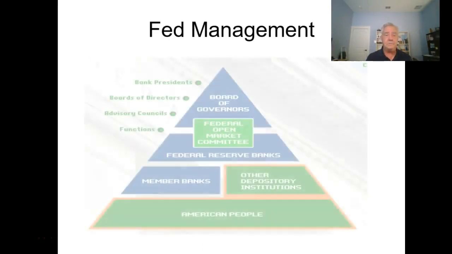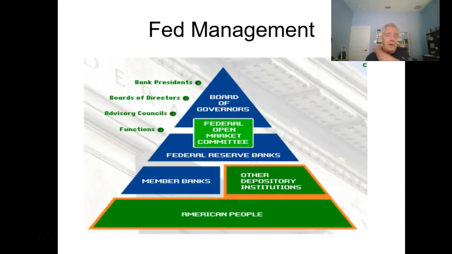The management. This is what it looks like. So the Board of Governors is at the top of the pyramid, but the decisions that are made come from the Federal Open Market Committee. The Board of Governors are members of that committee, but the decisions on what we're going to do with interest rates, reserves, etc., any rules, regulations regarding the banking system all come from the Federal Open Market Committee. So then the next piece of the pyramid, we have the Federal Reserve banks, you have member banks, you have other depository institutions, and on the bottom of the pyramid, you have the American people.